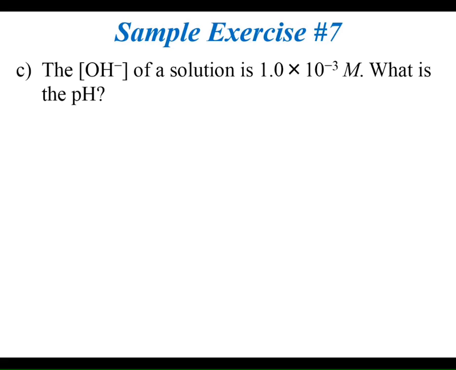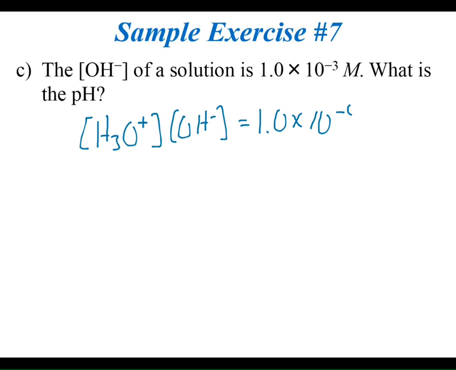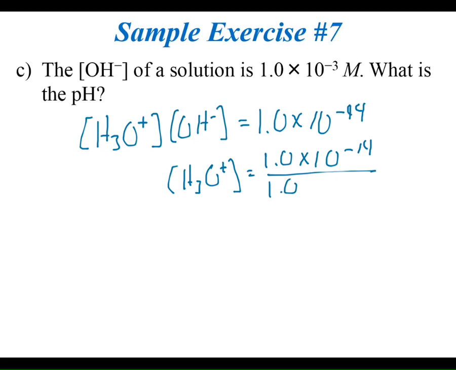Let's try that again here. So the hydronium times the hydroxide equals 1.0 times 10 to the negative 14th. So the hydronium must be 1.0 times 10 to the negative 14th divided by 1.0 times 10 to the negative third. So the hydronium must be 1.0 times 10 to the negative 11th, right?